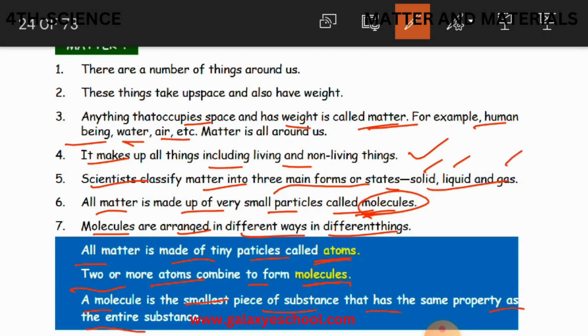All matter is made up of very small particles called molecules. If there is only one particle, we call it an atom, and two or more atoms combine to form a molecule. Children, clear? If there are two or more atoms in the matter, we call it molecules. Clear, children? So this is about matter.